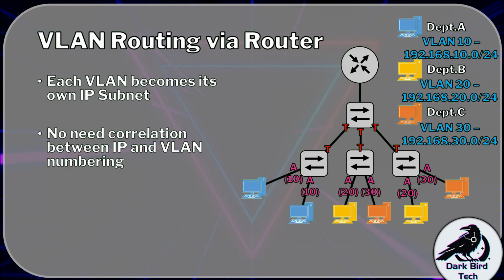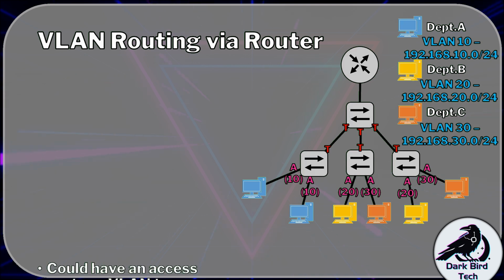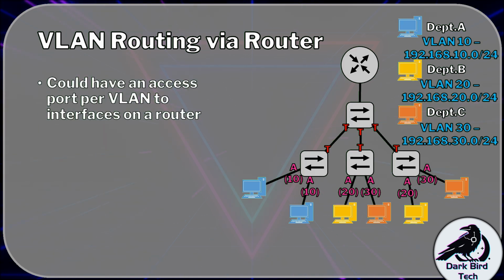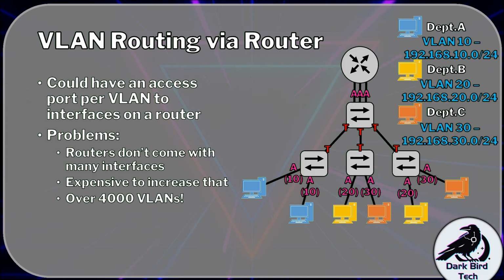Now there is no need to correlate the IP addresses and the VLAN numbers. If you ever do see this done in the real world, it's probably being done to simplify the management or possibly maintain the last shred of sanity for a network engineer. Now, what we could do is we could go and have an access port per VLAN to separate interfaces on the router, like that. There are problems doing it this way though. Firstly, the router doesn't come with that many interfaces, and if I want to increase that with expansion cards or WICs, as we call them, WAN interface cards, it can get very expensive to do that, and we do have more than 4,000 VLANs at our disposal.